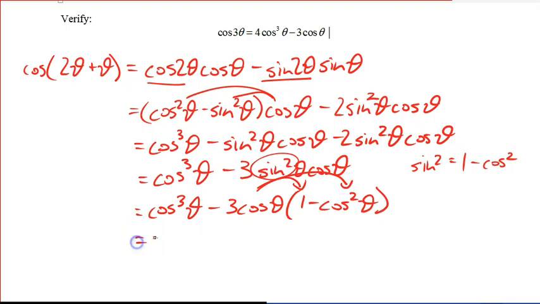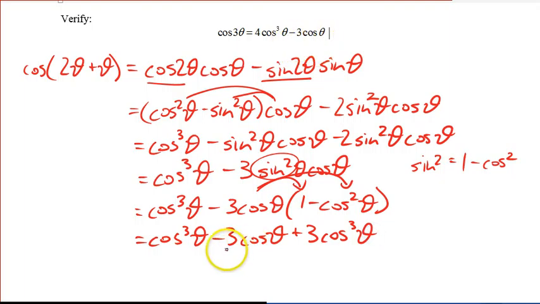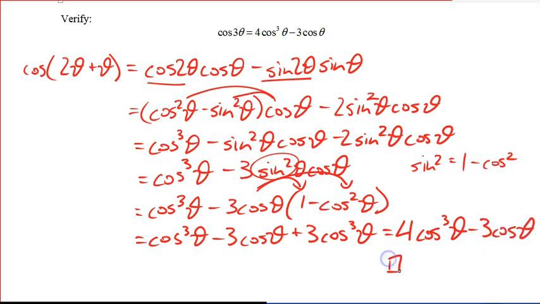And what do we get? Cosine cubed theta minus 3 cosine theta plus 3 cosine cubed theta. Oh, looks like we're almost done. -3 cosine theta, -3 cosine. I just need to combine my 2 cosine cubed terms, these like terms, to get my final answer. Wasn't that fun? Thanks for listening.